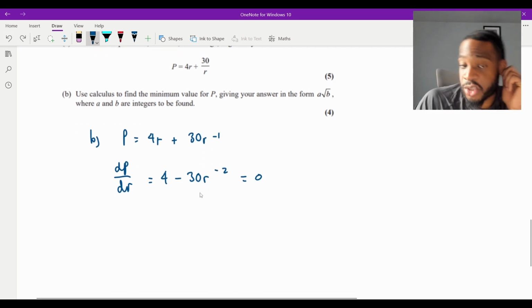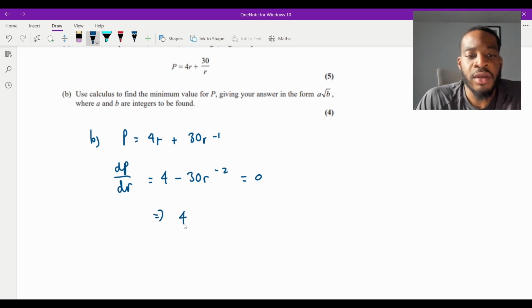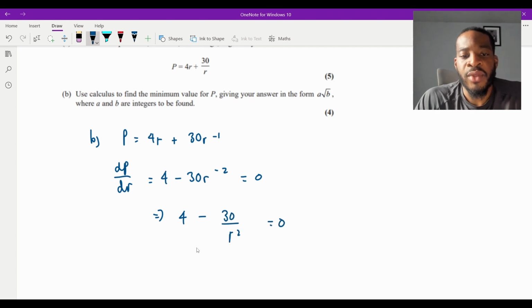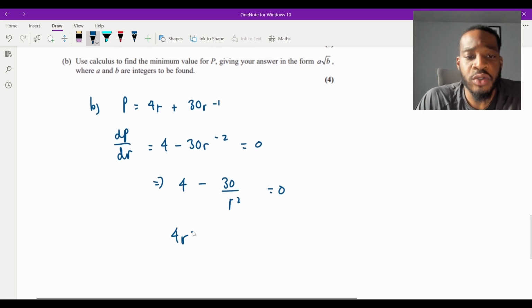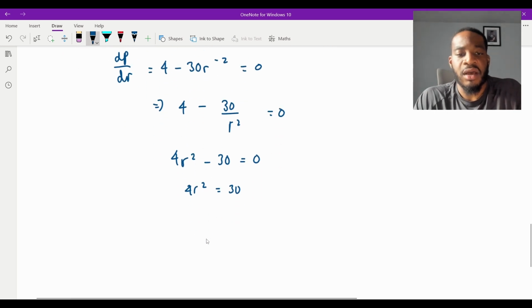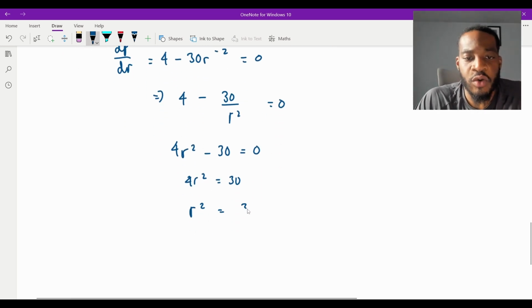Now, whenever I see these types of questions, I like to rewrite this as a fraction just so it's easier to solve. And you'll see why. So it's going to be 4 minus 30 over R squared is equal to 0. And then I'm just going to times by R squared. So I'm going to have 4R squared minus 30 is equal to 0. That means that 4R squared is equal to 30, and that means that R squared is equal to 30 over 4, which is just the same as 15 over 2.